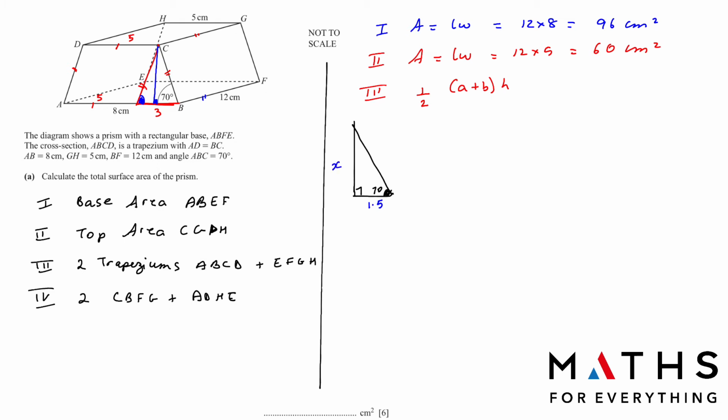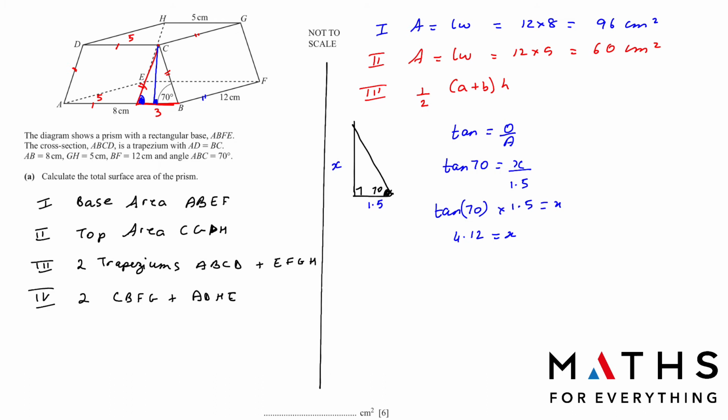Let's keep it as x. So you have opposite over adjacent. Opposite over adjacent means you have to use tan. So tan 70 is equal to opposite, which is x, over adjacent, which is 1.5. In the calculator, write tan 70 multiply by 1.5. Remember, tan 70 is separate and 1.5 is separate. You will get 4.12. That is your height.